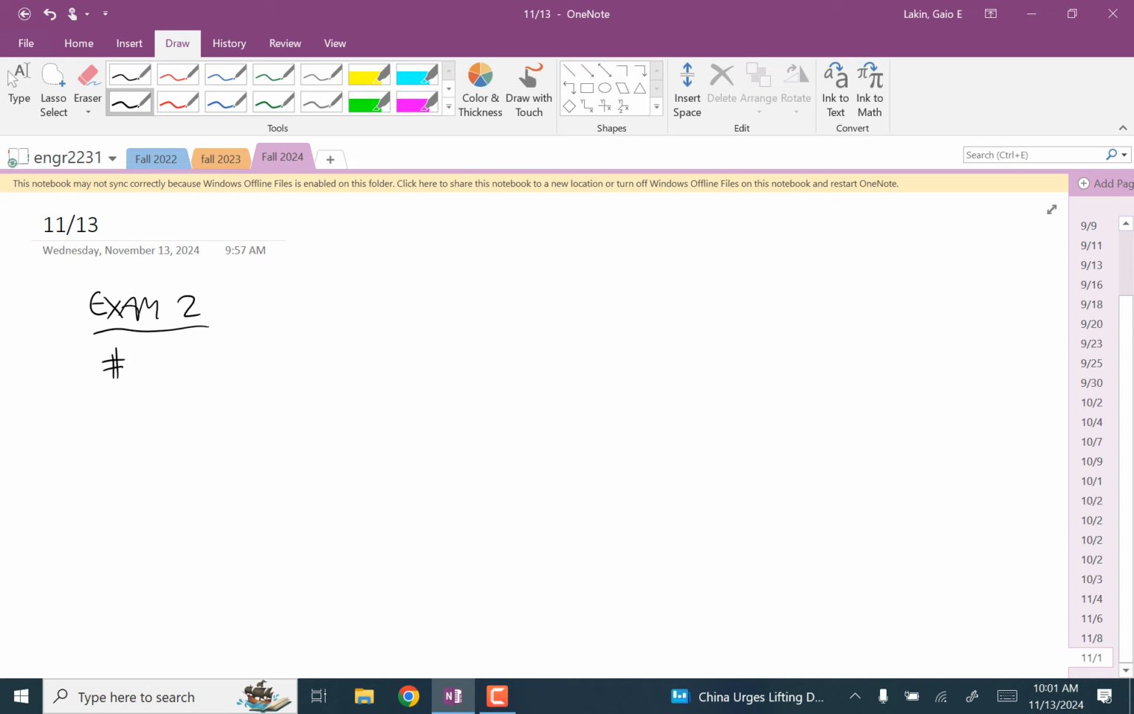Okay, so number 1. So we have saturated liquid water in a piston cylinder. We're given a starting volume and a starting pressure, and then the pressure is held constant. Okay, so first we want to calculate the quality. And we can calculate the quality using any property.